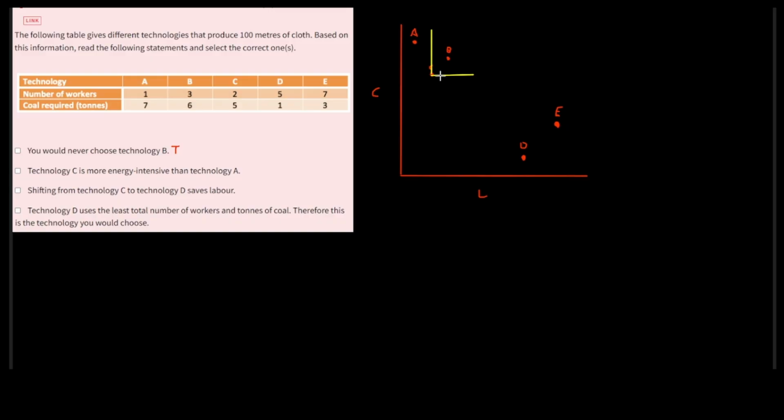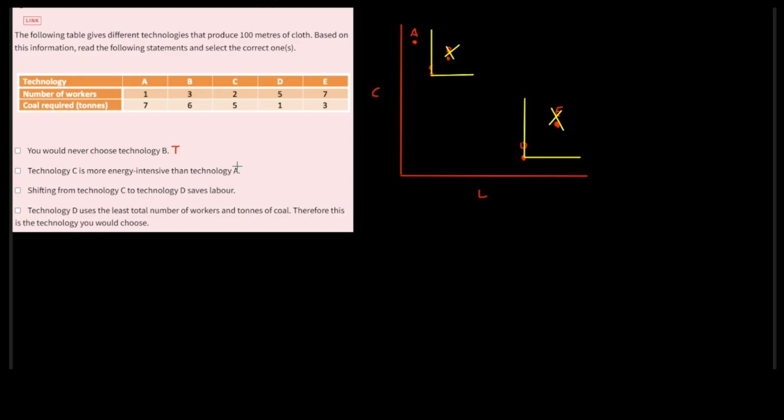To be honest, we could say the same thing about technology E. Technology E is always dominated by technology D. So again, B, that's a no-go. E, that's a no-go as well. We would never ever choose one of those technologies. We would be choosing, truthfully, between A, C, and D. Okay, what can we go through next?